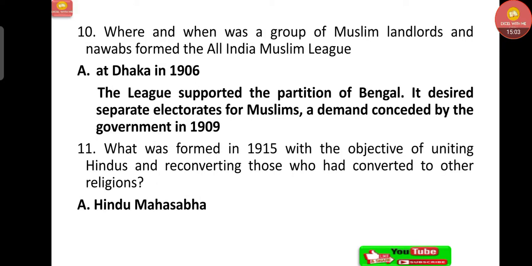Where and when did a group of Muslim landlords and Nawabs form the All India Muslim League? That was at Dhaka in the year 1906. The League supported the partition of Bengal. It desired separate electorates for Muslims, a demand conceded by the government in the year 1909.